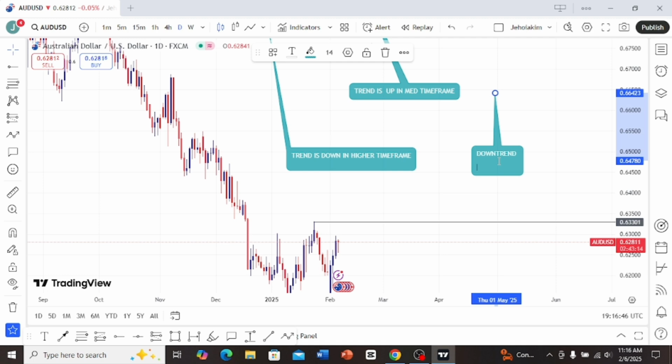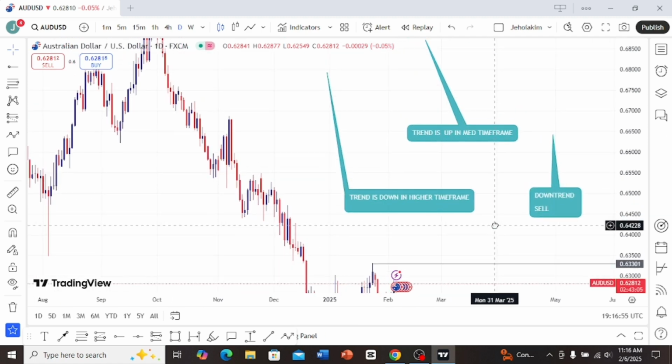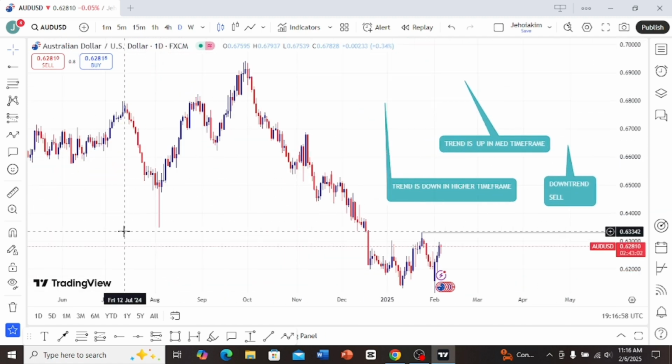So anything we are doing with AUD/USD currently is sell. We don't want to go against the trend. We don't want to go against the flow. So how are you going to go with the sell? First of all, you are going to plot your key levels.